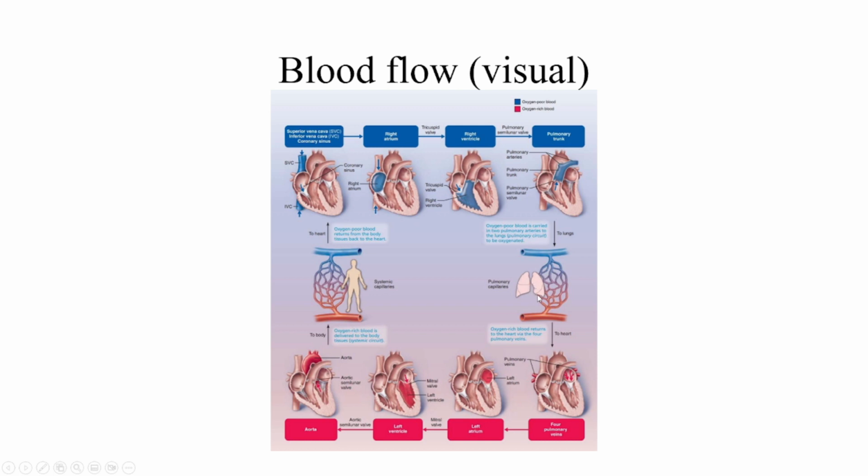Once it's done, it goes back to the heart, and the 4 pulmonary veins then send the oxygen-rich blood to the left atrium. The left atrium then sends the oxygen-rich blood to the left ventricle via the mitral valve. And then finally the left ventricle sends it to the aorta via the aortic semilunar valve. And then, once again, it's sent back to the body, and then the process repeats itself at the next breath.